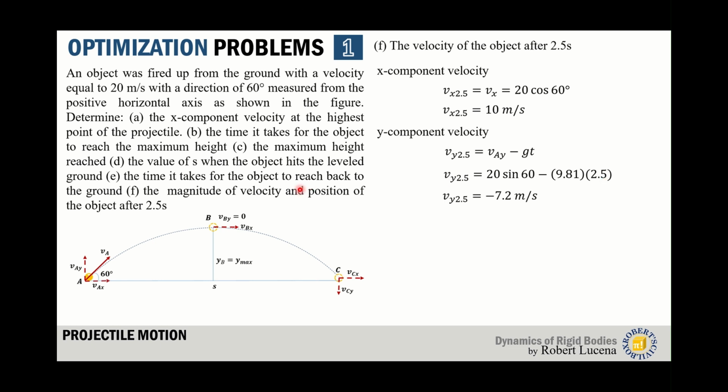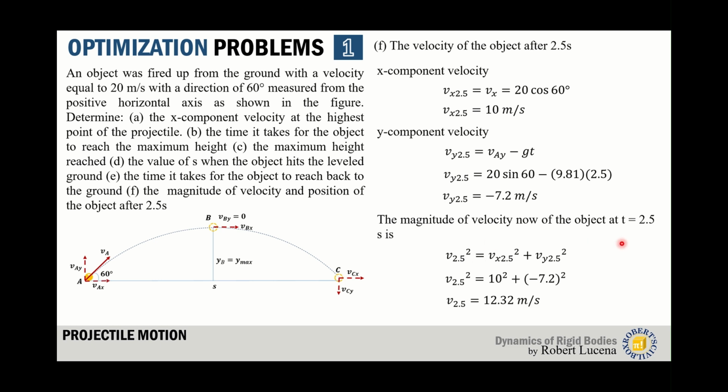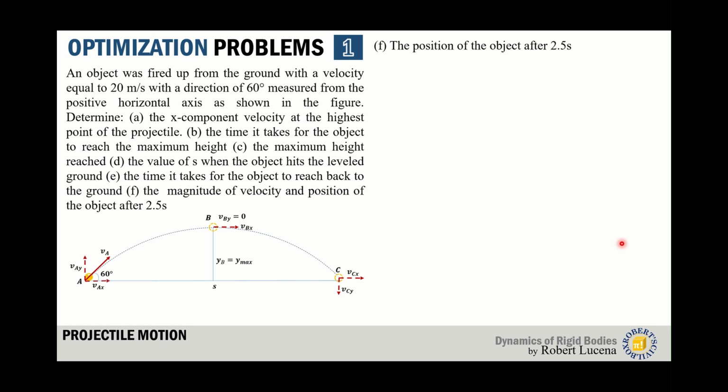If it's correct, as you can see, this point is after point B, then it should have a negative velocity. So it is correct. So the magnitude of velocity can be determined using the Pythagorean identity, where the velocity after 2.5 seconds is equal to the x component squared plus the y component squared, and then you get the square root. So solving for that, we have the velocity after 2.5 seconds equals 12.32 meters per second.